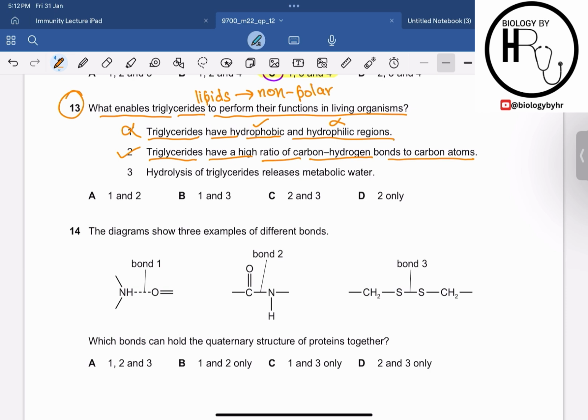Then statement 3 says that hydrolysis of triglycerides releases metabolic water. No, this is absolutely incorrect. In the hydrolysis, we give water. In the hydrolysis, the water is added. Right? We add water in the hydrolysis. In the condensation, there is a release of metabolic water. But in the hydrolysis, we add the water. Right? So the correct answer to this question is option D, 2 only.